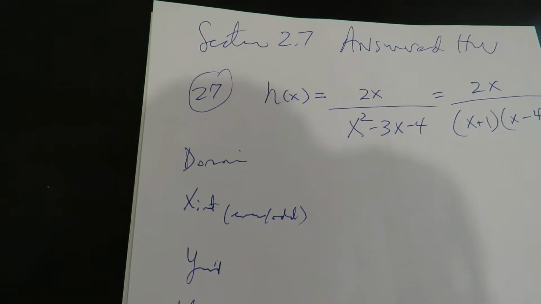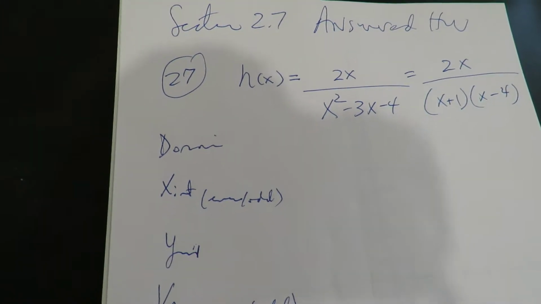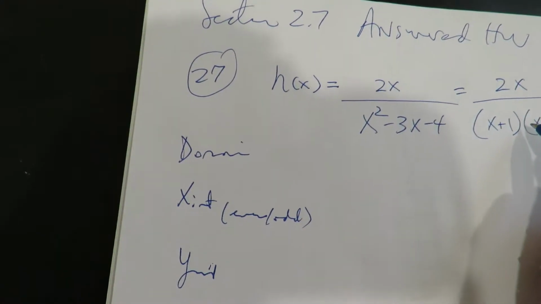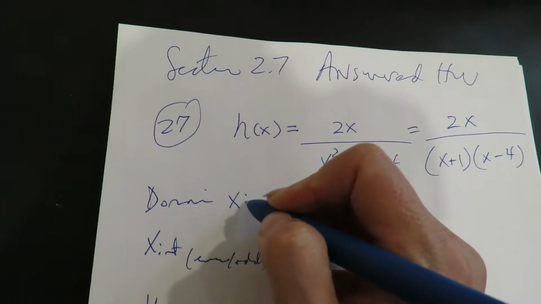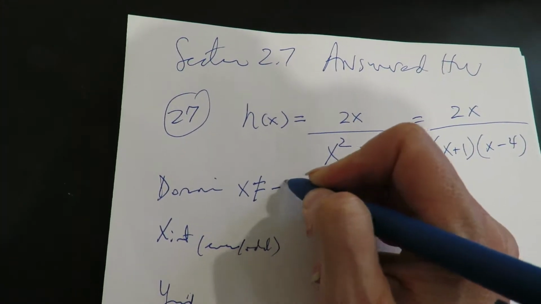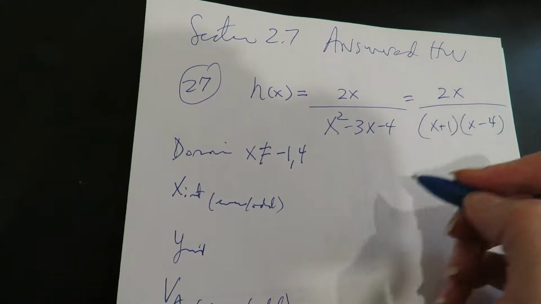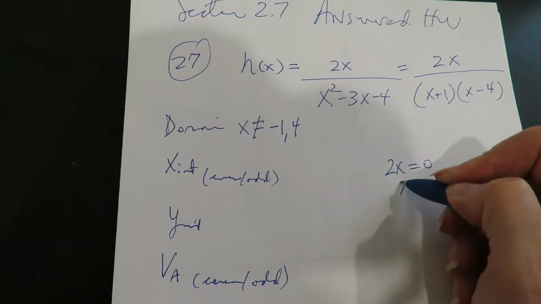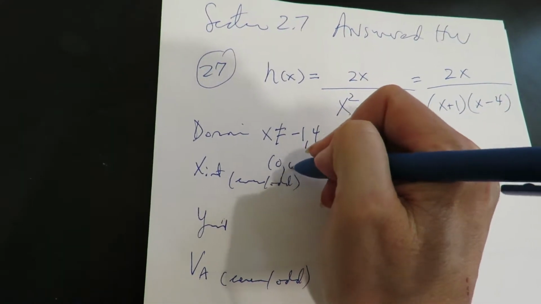Hypercalc, let's try number 27. All right, the domain, that's off of the factored form. There's no common factors here, so x cannot be -1 or 4. The x-intercepts, that's where you set the numerator equal to 0. You divide by 2 here, so x is 0.